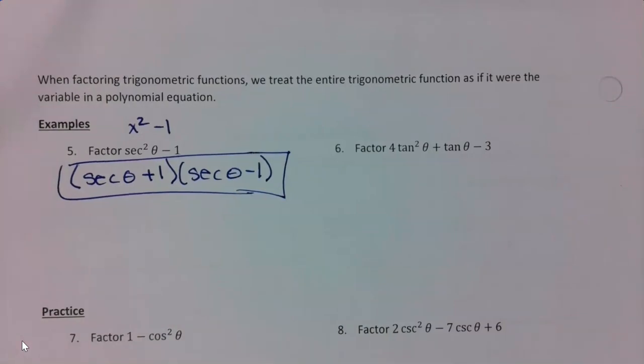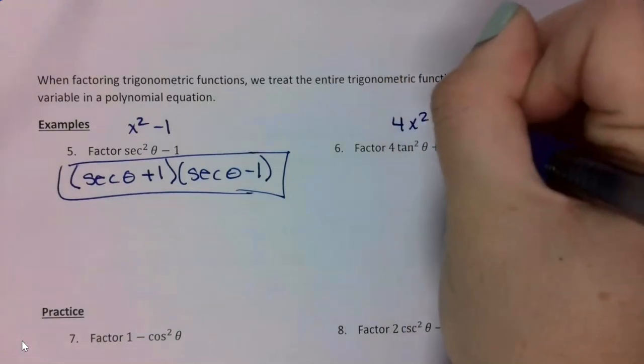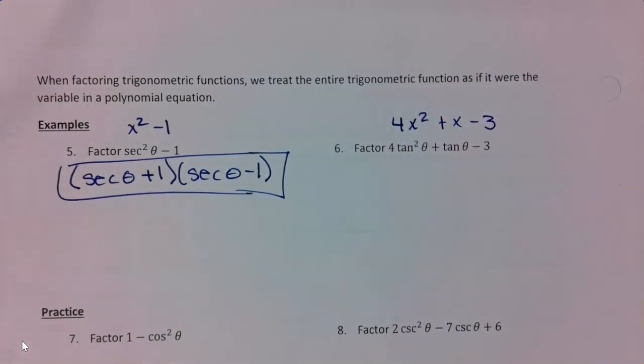Okay. The only thing I need to pay attention to when I'm factoring trig functions is that it's all the same trig function. So I can't have like sine and cosine appear in the same sentence. So number 6, this one's kind of like 4x squared plus x minus 3. So just thinking about 4x squared plus x minus 3, how would I solve that one? Do you remember?